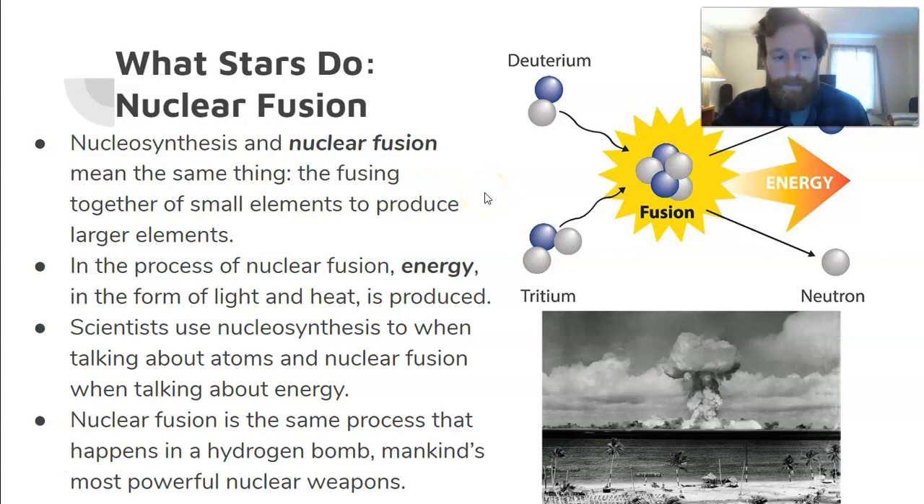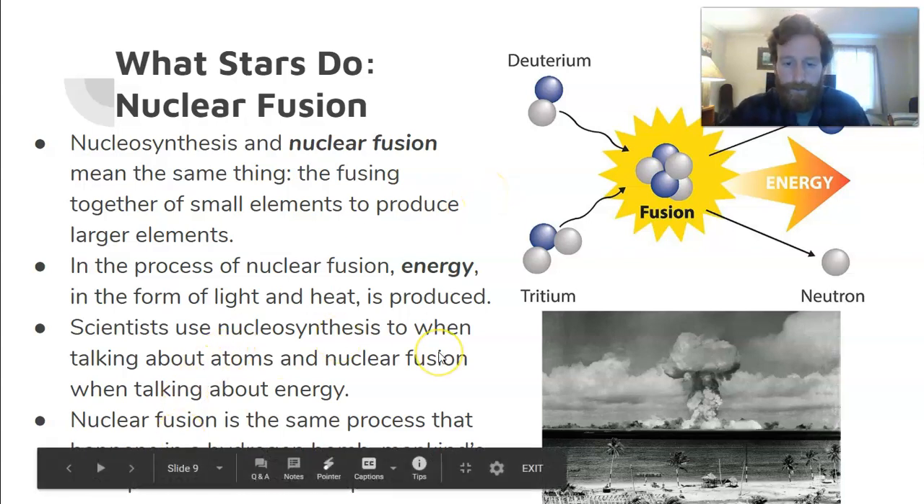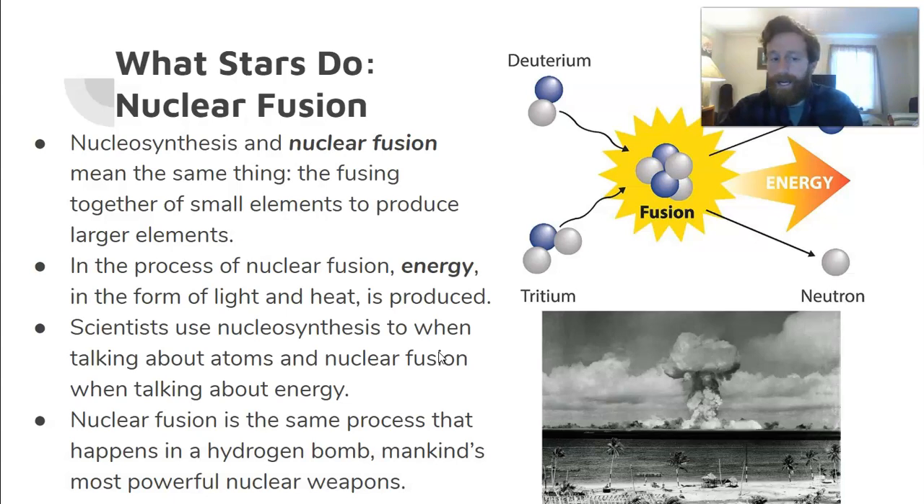Nuclear fusion is the same process that happens in a hydrogen bomb, which is mankind's most powerful nuclear weapon. And so one way to think about a star like our sun is just this big nuclear explosion in the sky.